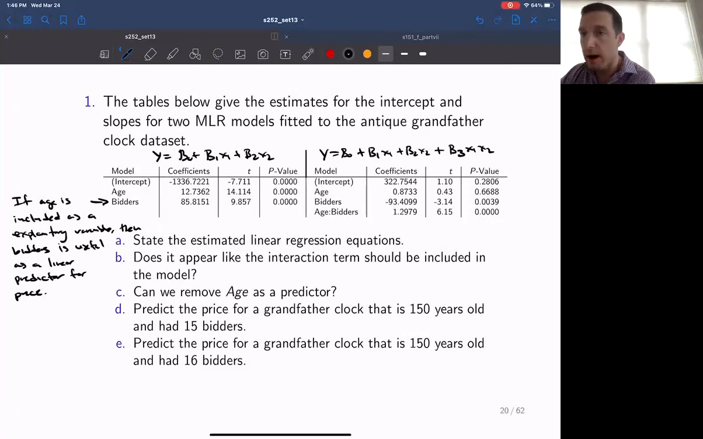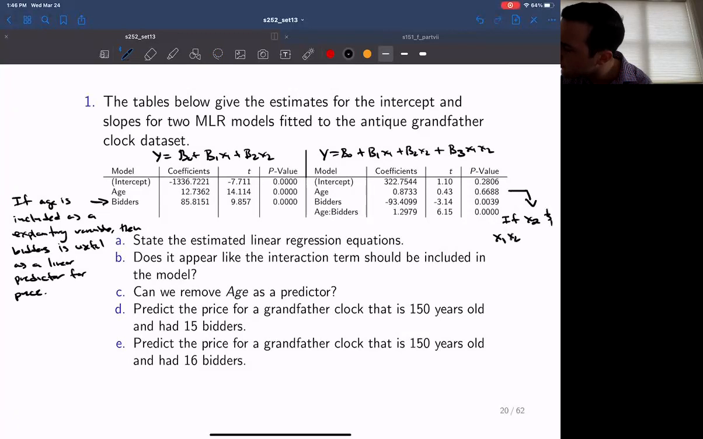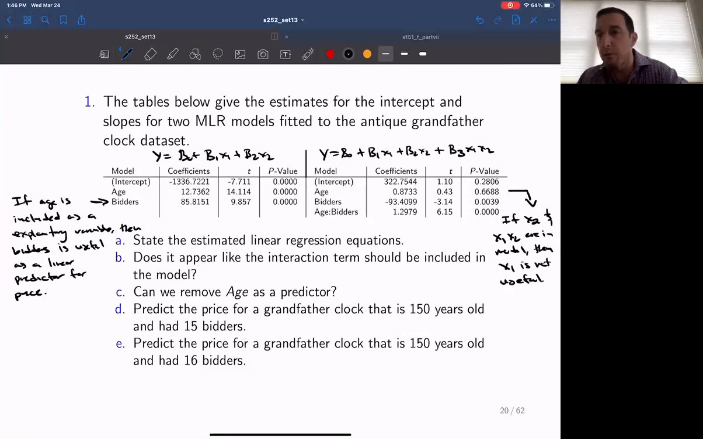Okay, now when we look at the interaction model, you can see that again, it's actually very surprising what we're finding here. So this is telling us in the second line that if x2 and x1 times x2 are in the model, then x1 is not useful. So again, a surprising result given what we had observed on the previous slide.